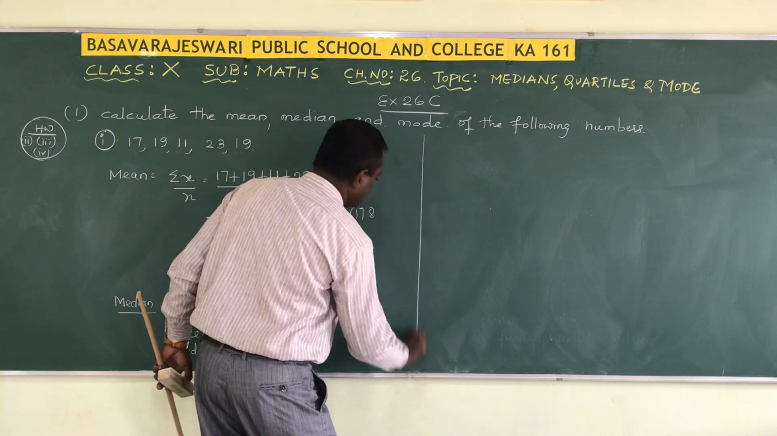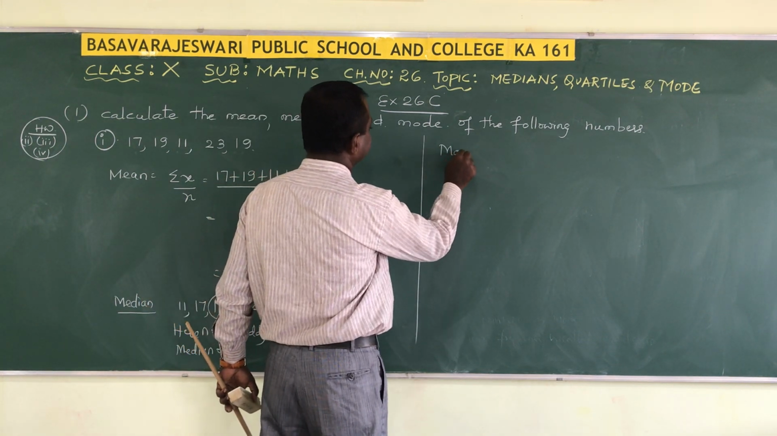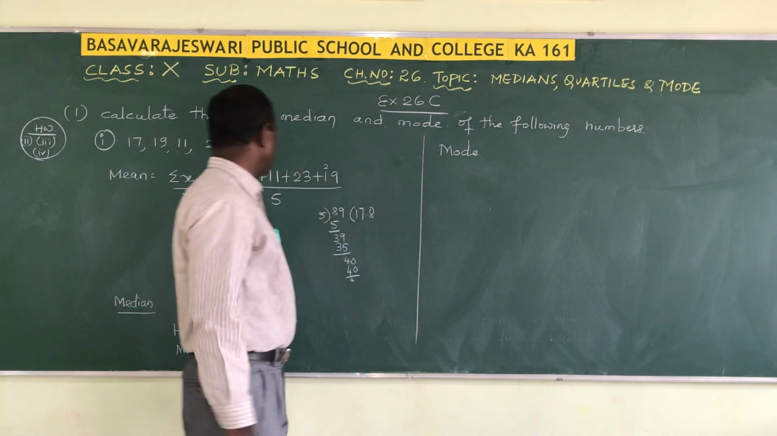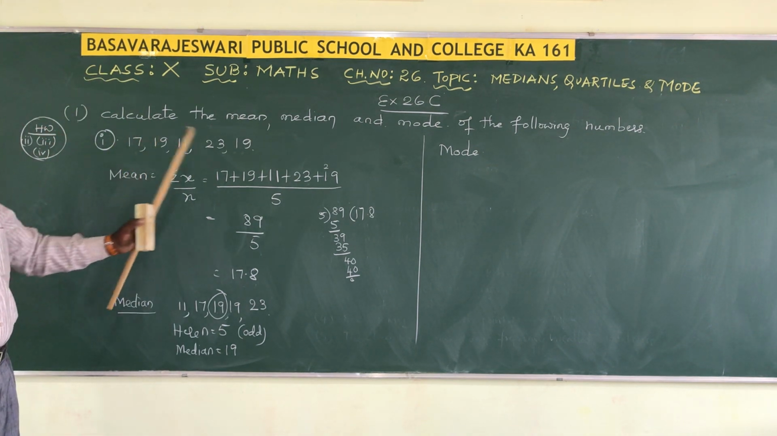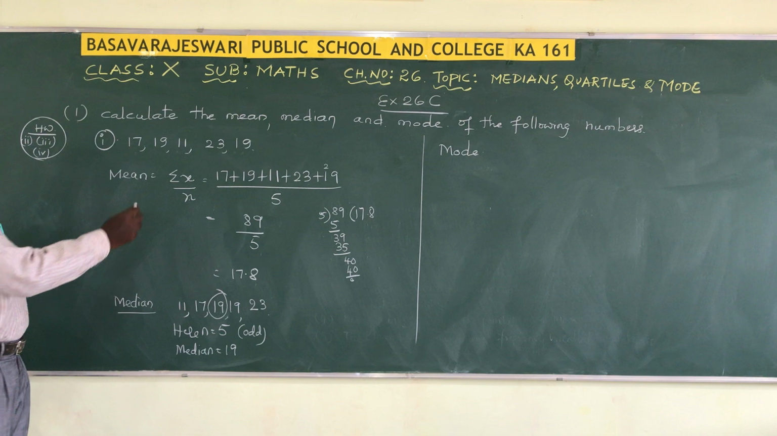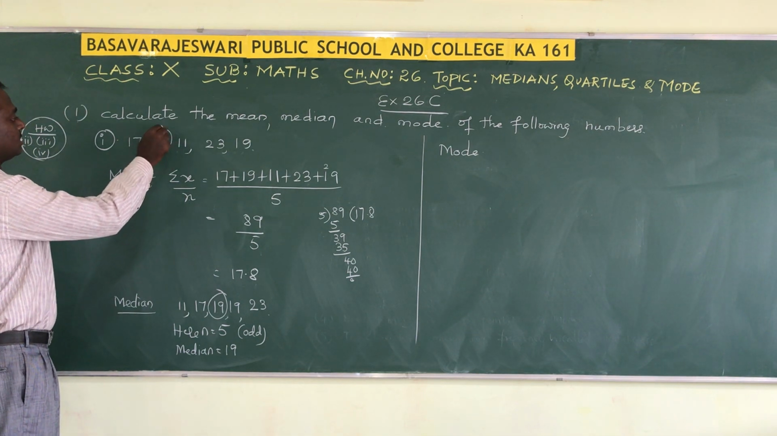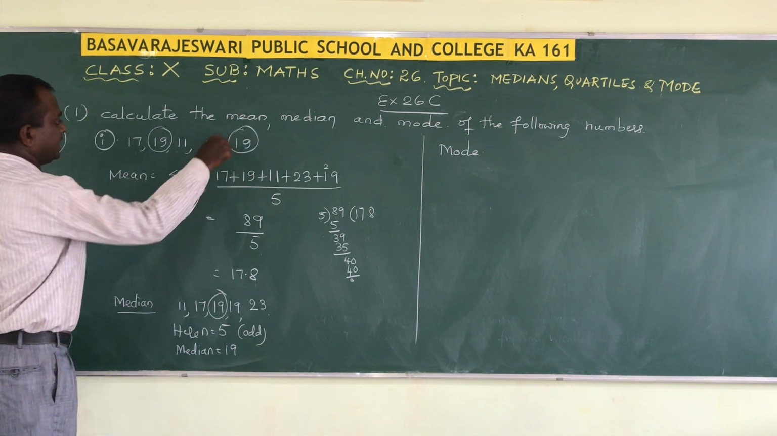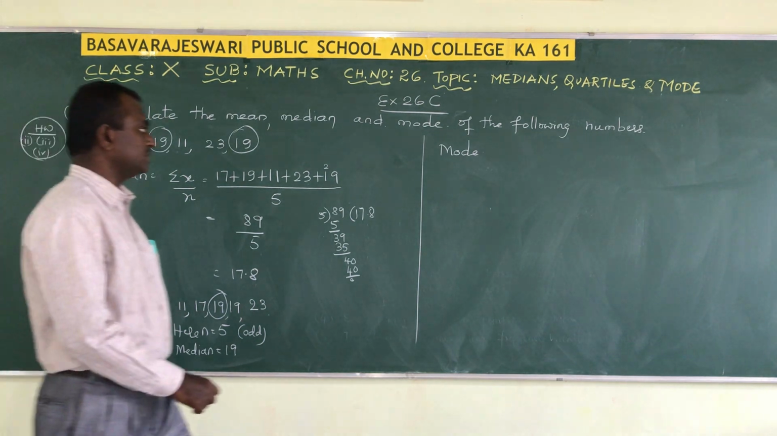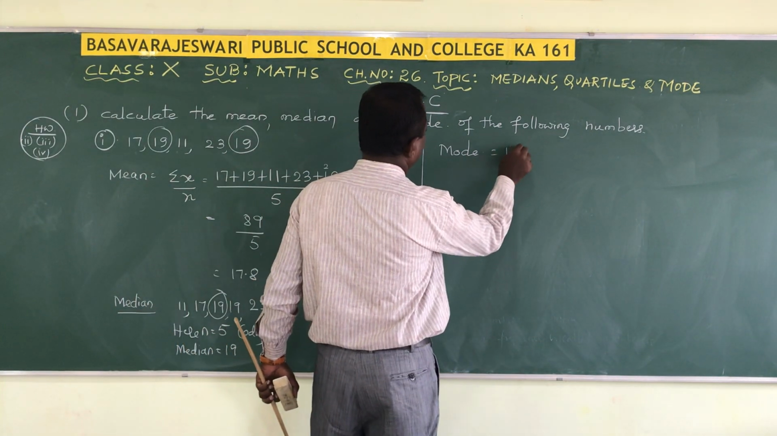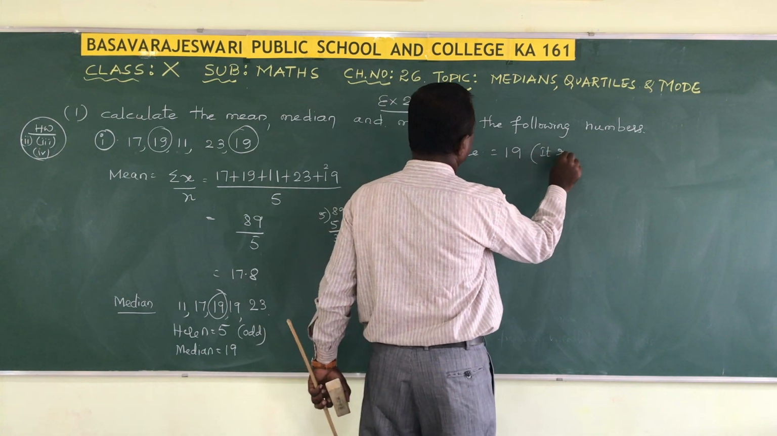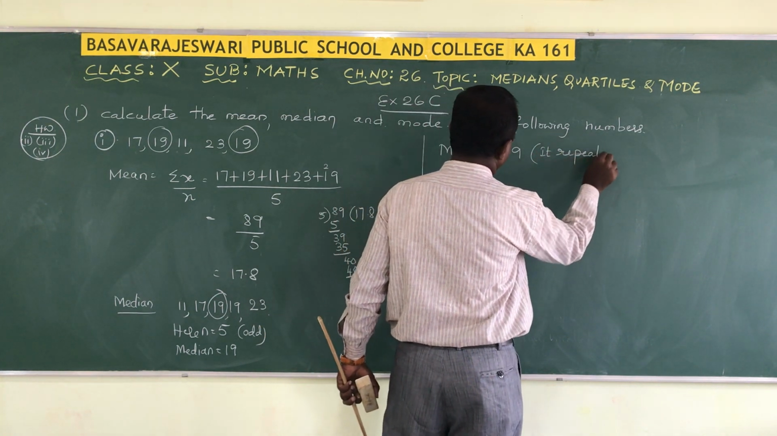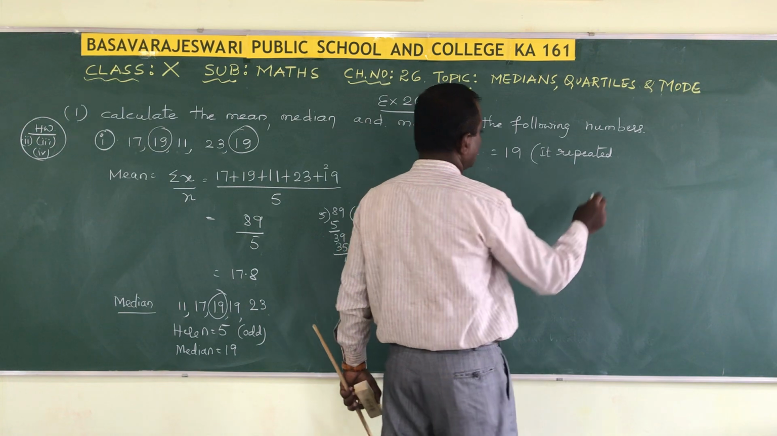Next, how to find the mode. By observing the variates we can say which is repeated more. 19 is repeated more, therefore the mode is 19, because it is repeated two times.